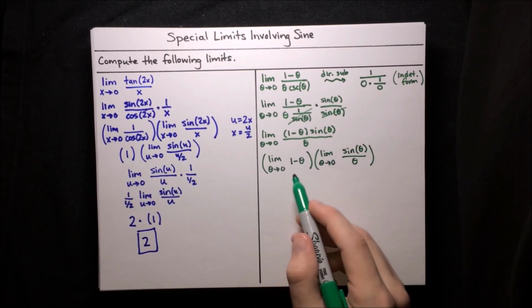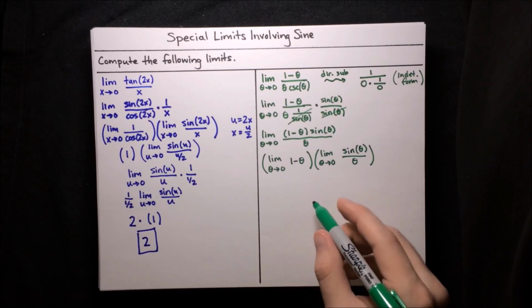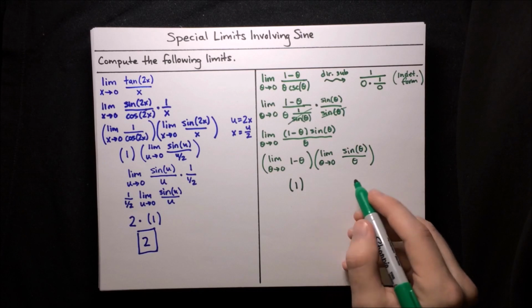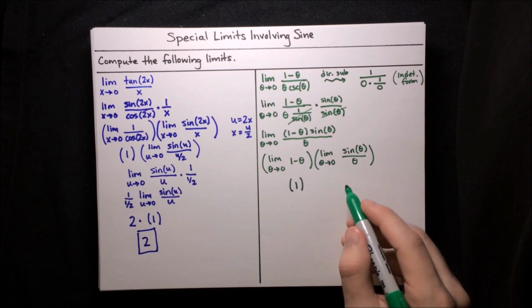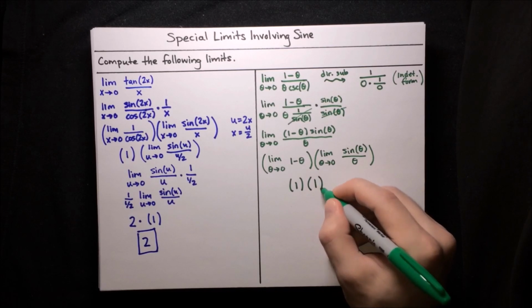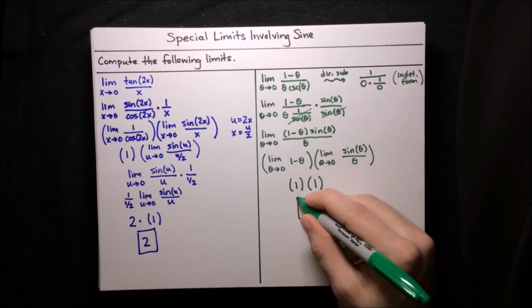Now this first limit here, we can just directly sub in theta equals 0 into the expression 1 minus theta. We do that, and we just get 1 for the limit. And then the second limit here, sine theta over theta as theta approaches 0, we already know that just takes the value of 1. So the overall limit is just 1 times 1, which is 1.